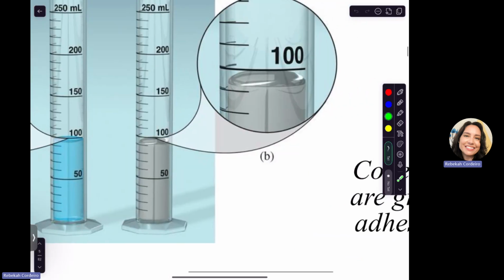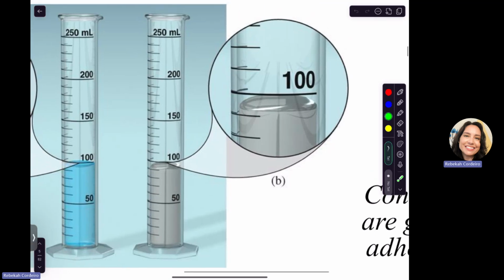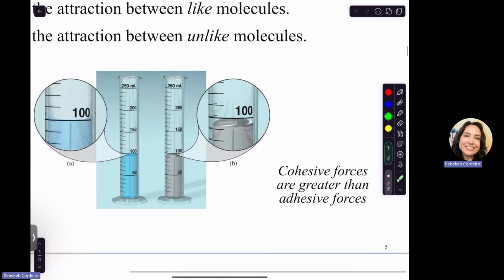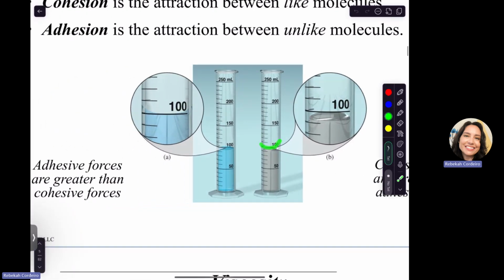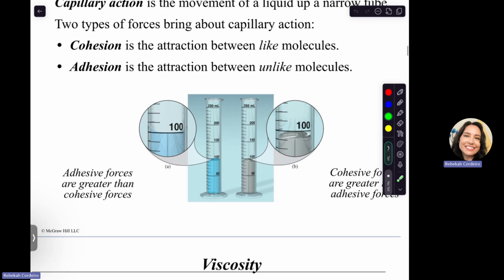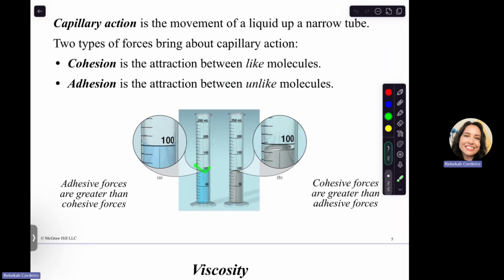Now, if you were to put something like mercury in a graduated cylinder, you would see it didn't have that adhesion. In this case, we're looking at cohesion. The attraction between the particles is greater than the attraction between the glass and the mercury. But for water, the cohesive forces are less than the adhesive forces with the glass. So water is actually attracted to the glass a lot, and that is why it causes that little upward shape.